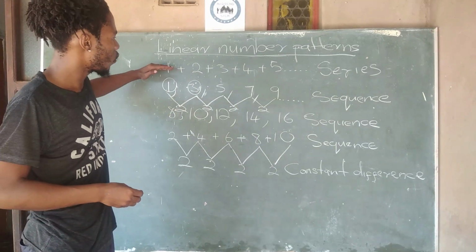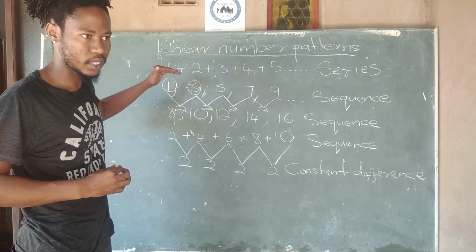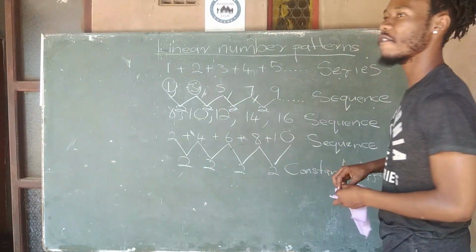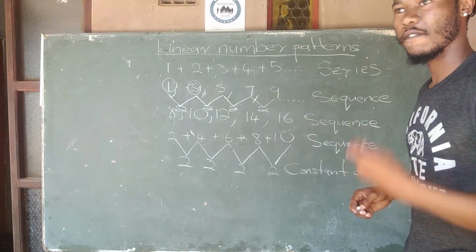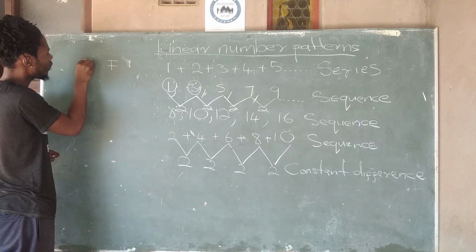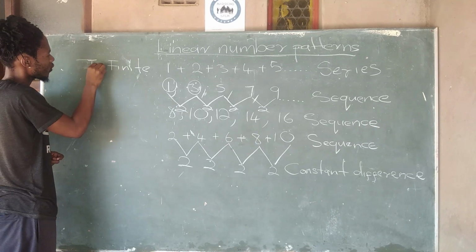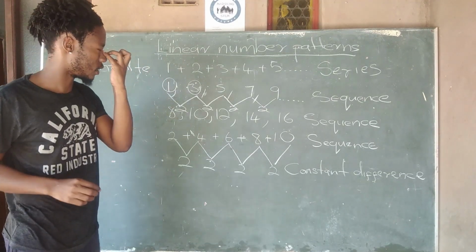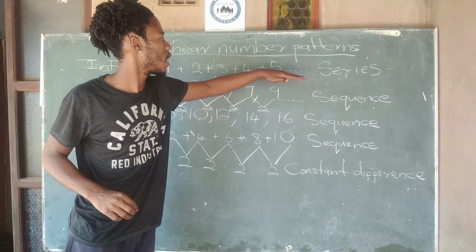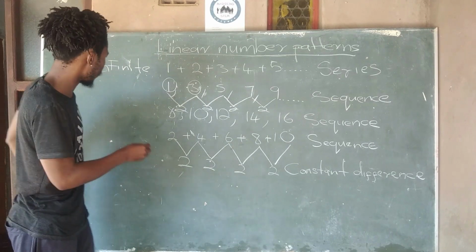So with this sequence, we have to identify if it is a finite sequence or an infinite sequence. This is an infinite sequence. Why am I saying it's an infinite sequence? If you see these dots, it says this sequence doesn't end here. It continues to infinity. So it's an infinite sequence. This one is also an infinite sequence.